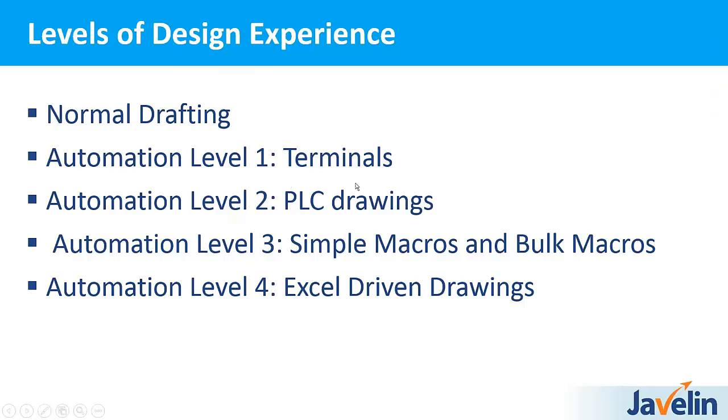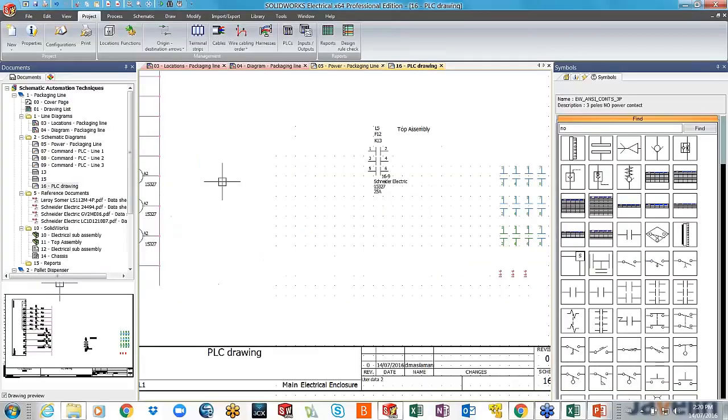So far we've spoken about normal drafting, adding components, whether it's single line or multi-wire schematic information. I got into doing terminal automation. I showed you a little bit about PLCs. And I introduced you to macros and showed you how macros can be added into PLCs, but now I'm going to take you into how a simple macro is added into a project.